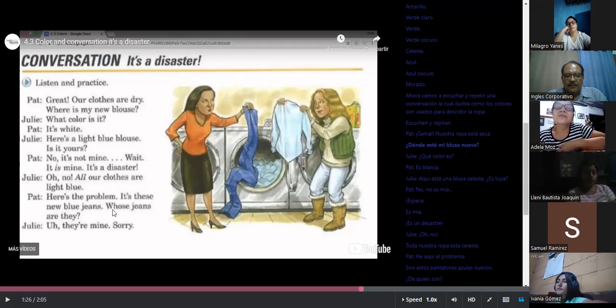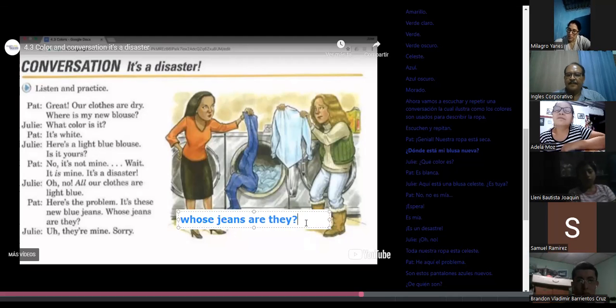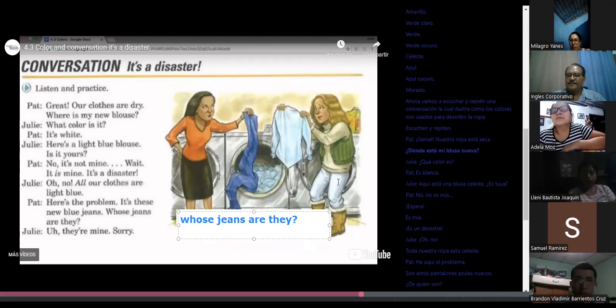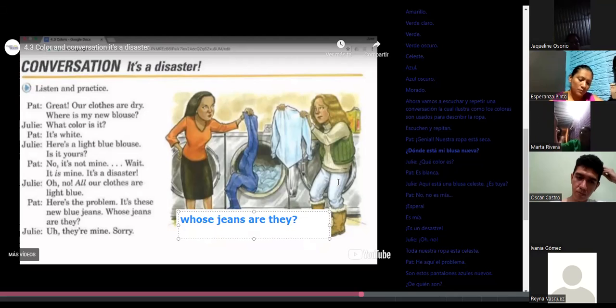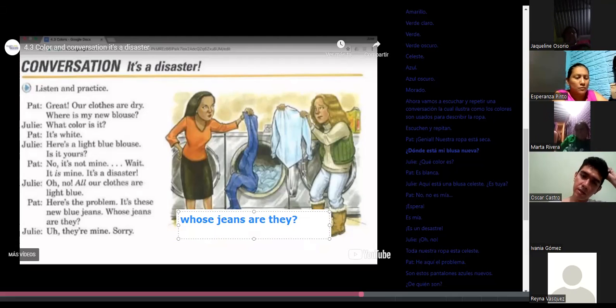Okay. What is the meaning of whose? Whose jeans are they? What is this question? Let me say, whose jeans are they? Okay. Let's see, we have here. Oscar. Significa de quién son estos jeans.